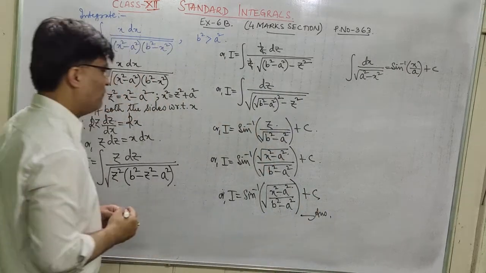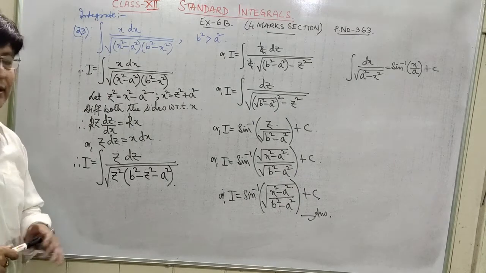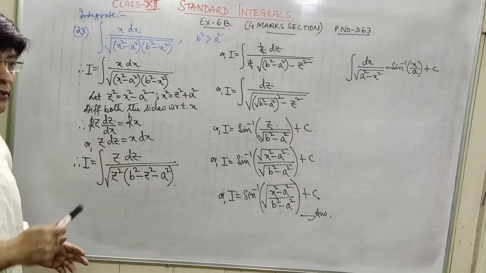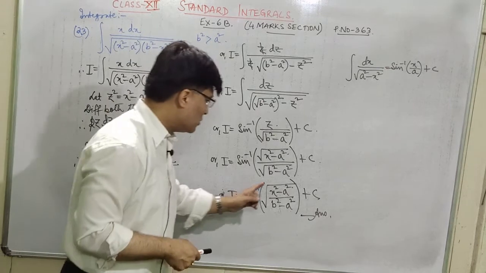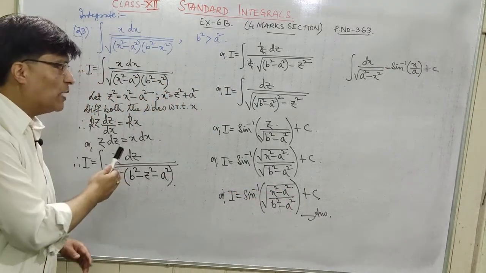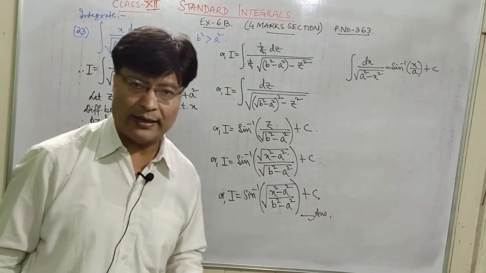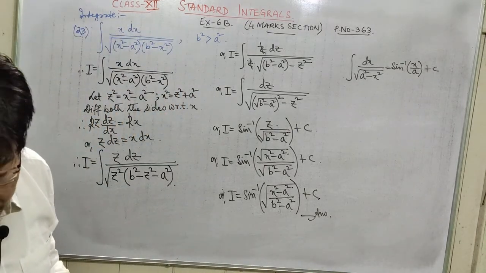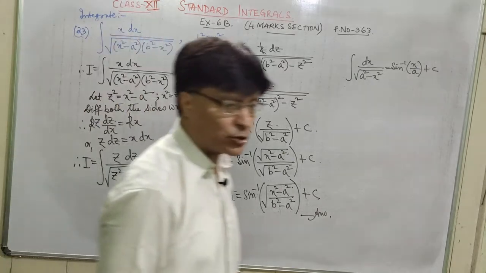So this is the final answer. So the answer is I is equal to sine inverse within bracket within square root x square minus a square divided by b square minus a square, bracket closed, plus c. So this is the final answer. So you can copy it. Now we'll do the next question.